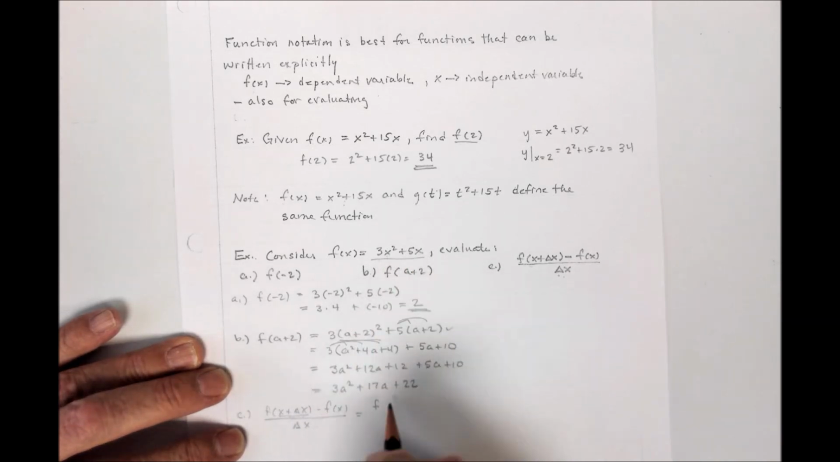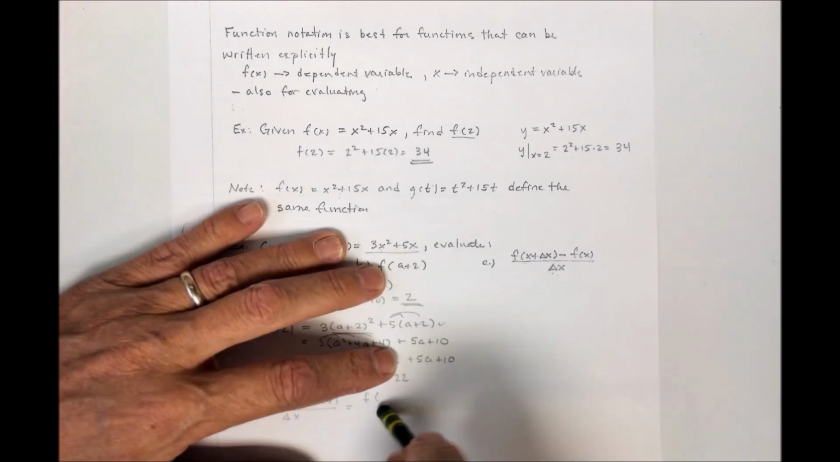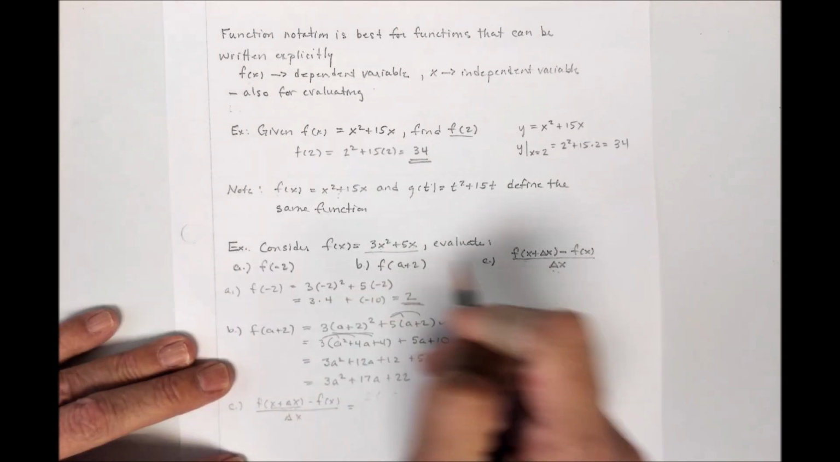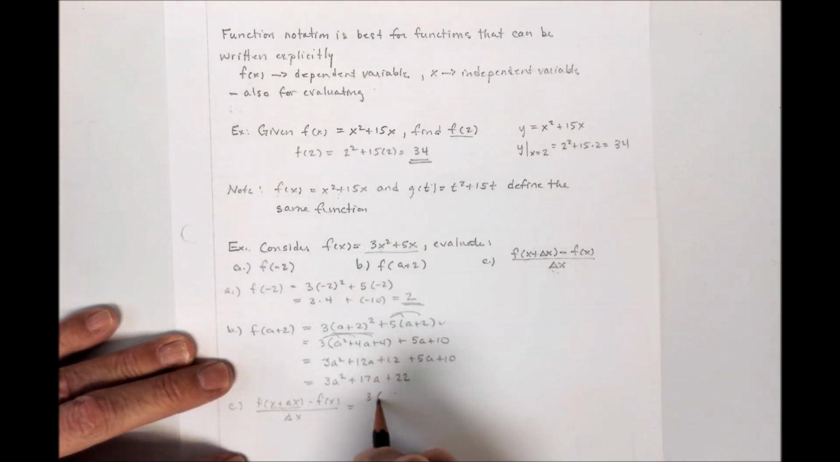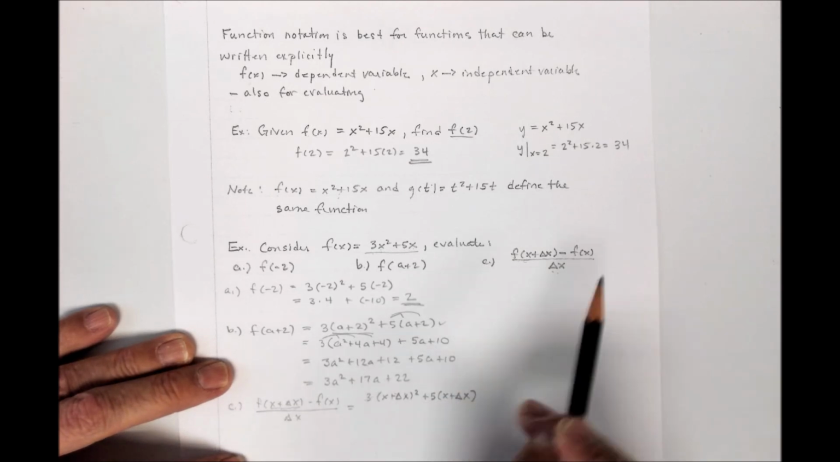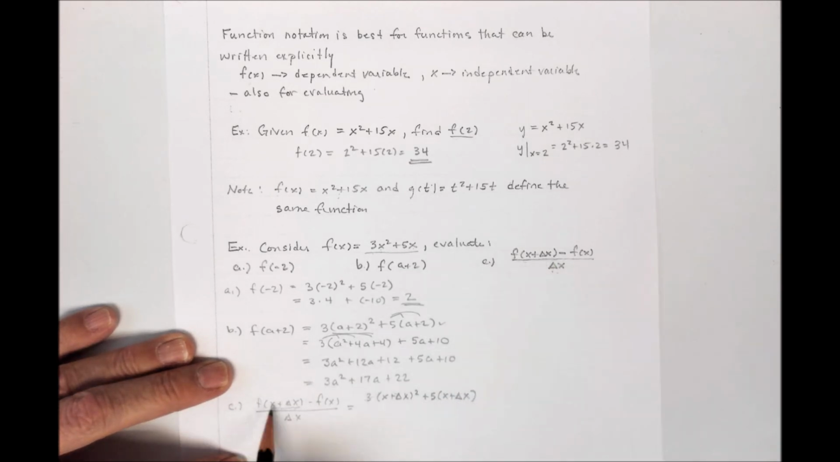So I get, let's see here. Well, I almost jumped again here. Let's get rid of that f. So I am plugging in x plus delta x in here. I'm going to get 3 times x plus delta x squared plus 5 times x plus delta x. A little simplifying coming up there. That's this part right here. That's this part right here.